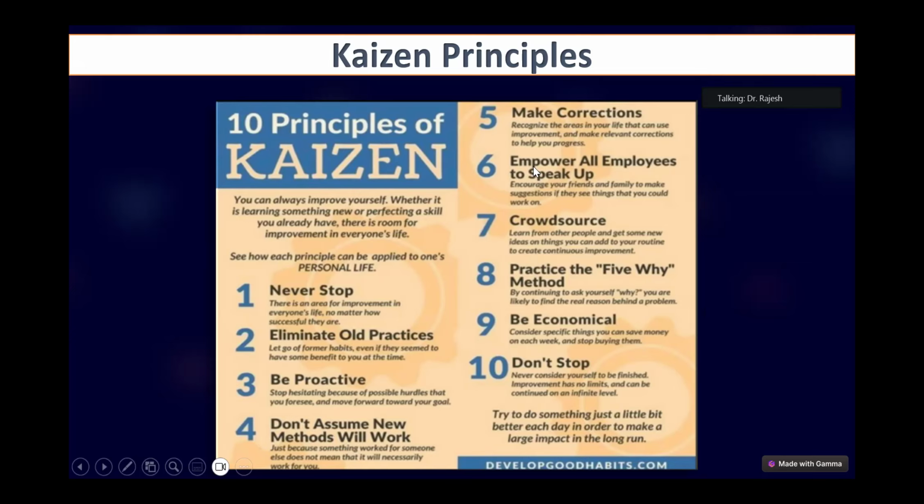And empower all employees to speak up. That's what I'm telling you. Whenever you do any PDCA, it cannot be decided in your boardroom. It cannot be decided in your manager room. It should be decided in your workflow. In the workflow, you have to understand why they are missing the modifier. They may have their own problem. Unless you understand their problem, this is not going to be sorted out.